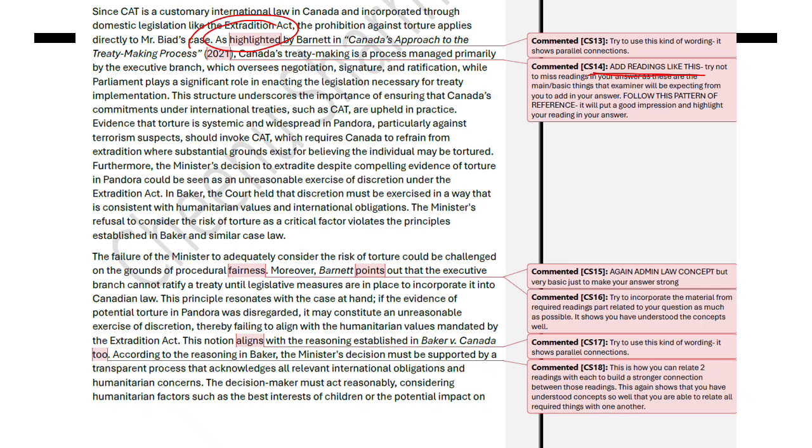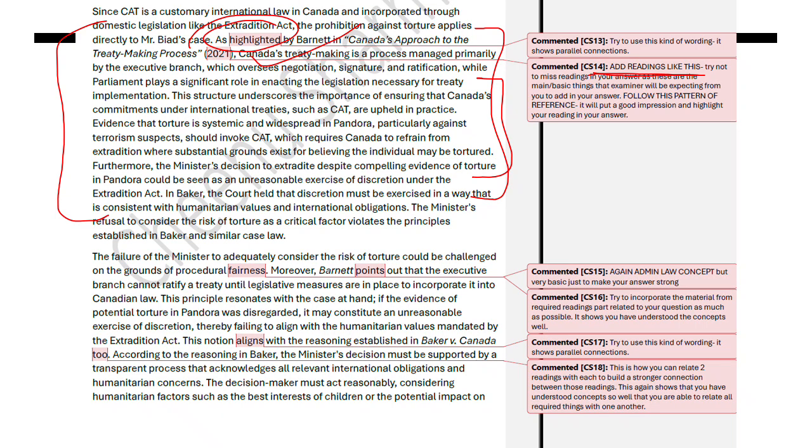So, Canada's approach in treaty making process. As per that reading, we just have to provide a crux. Then, in that paragraph only, we have to relate it to our current case. So that is important. The analogous relation side by side is really, really important.